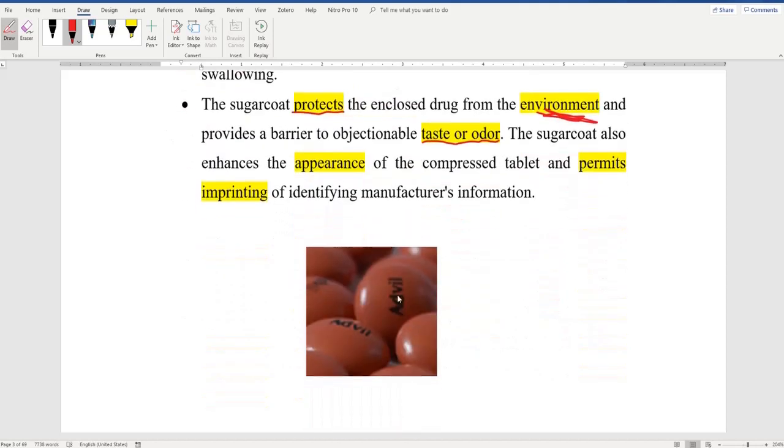Additionally, sugar-coated tablets, as you see here, are very well known to be shiny. The reason for that is they add wax. After they do the sugar coating, they wax the tablets, like when you do polishing, for example shoe polishing. What do we get? Shiny, it will be shiny. The appearance will look good. Also, it allows the printing of, for example, the drug name, logo, or the trade name on the tablet.